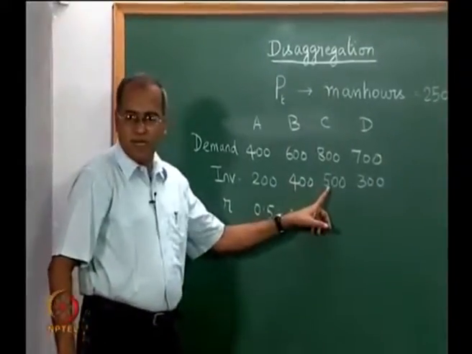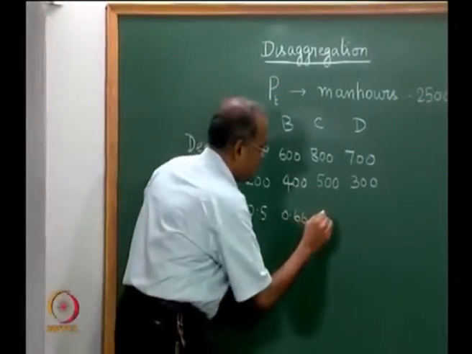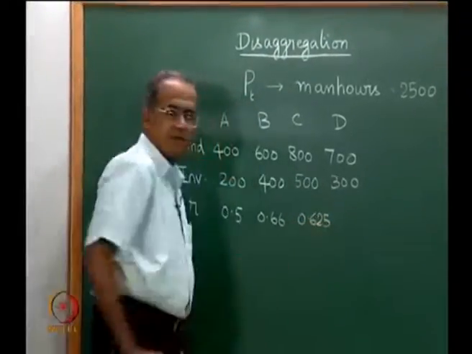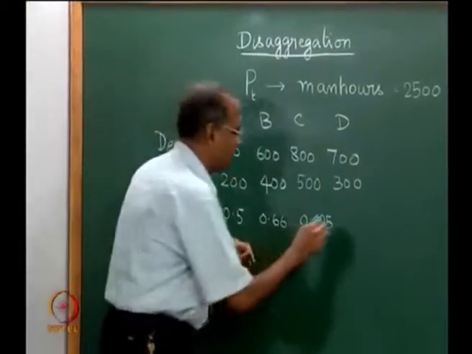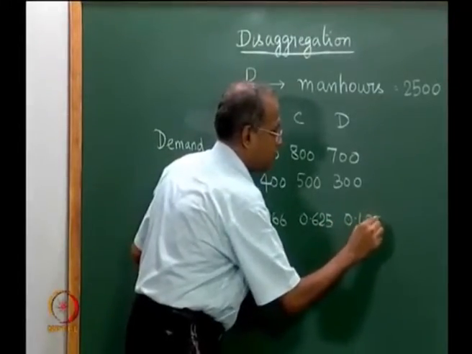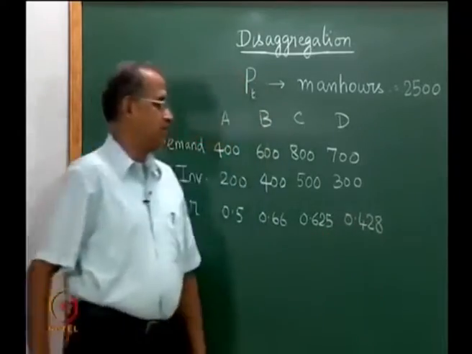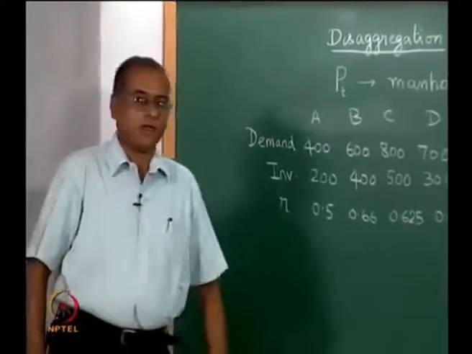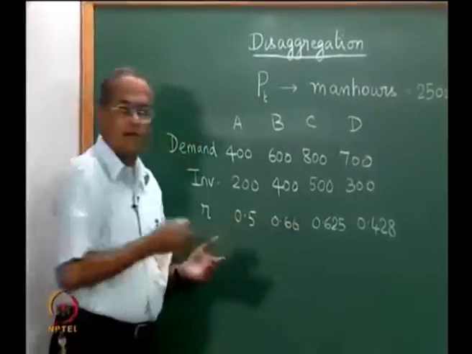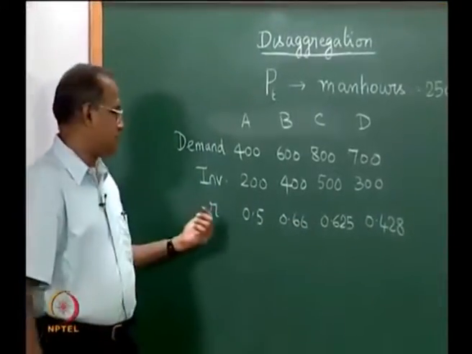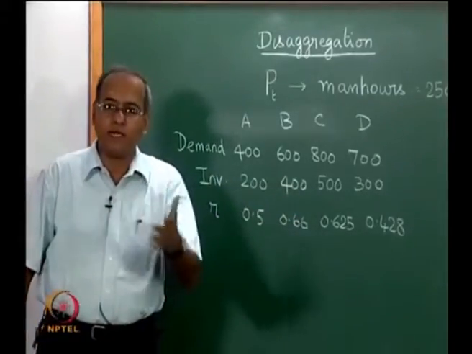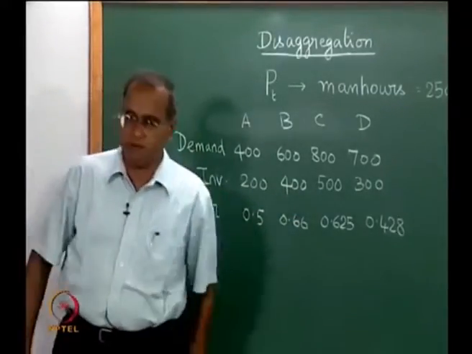So this is 5 by 8 which is 0.625 months, and this is 3 by 7 which is 0.428 months. So from this, R tells us the number of months of inventory that we have of these, or the inventory that is available here is capable of meeting so many months of demand.